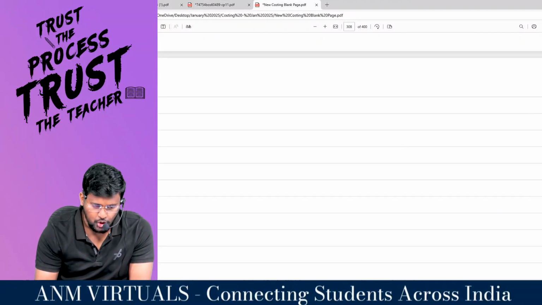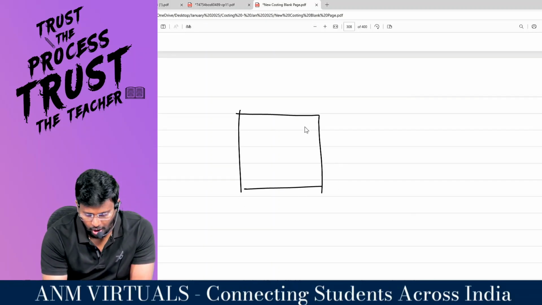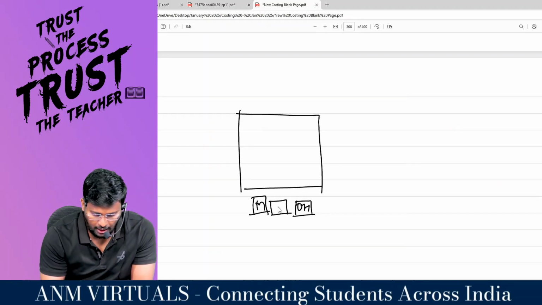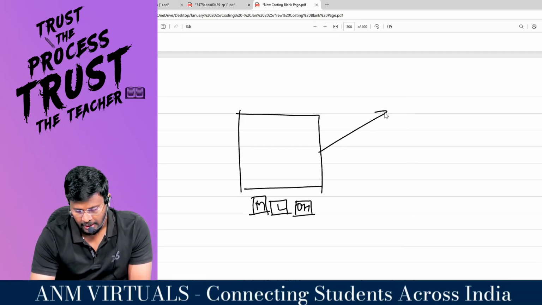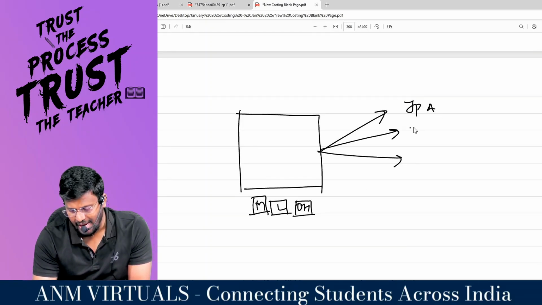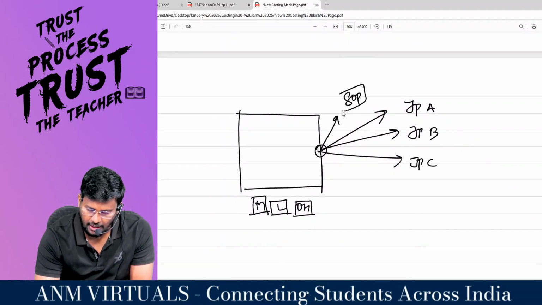So these products are called joint products: JPA, JPB and JPC. Comfortable? And this point is called the split off point. Are you all really with me?